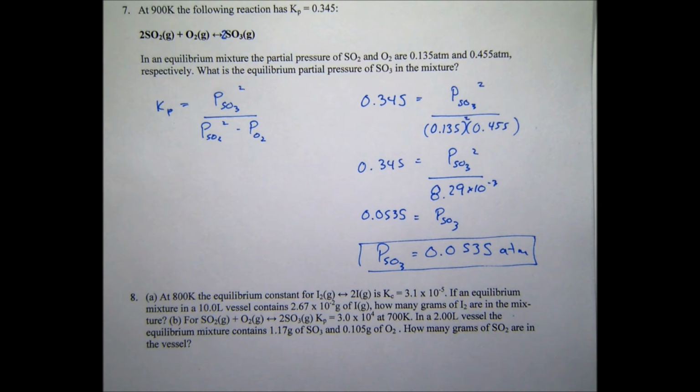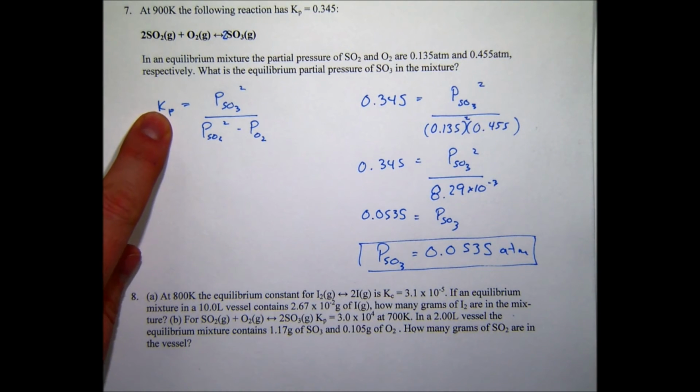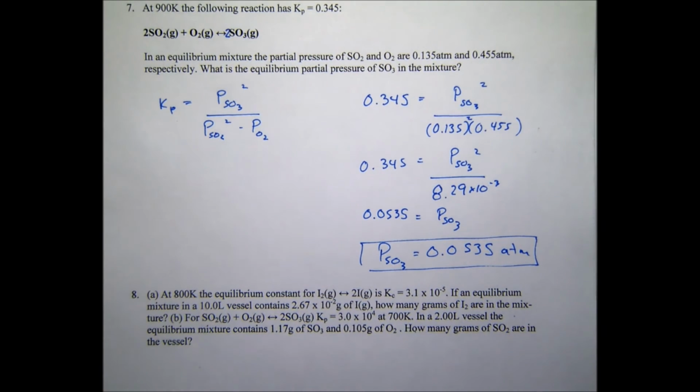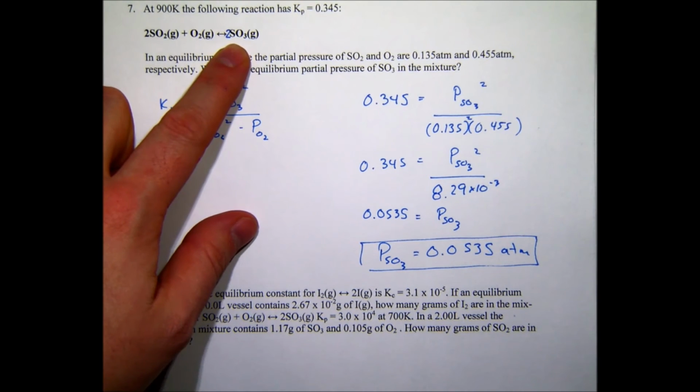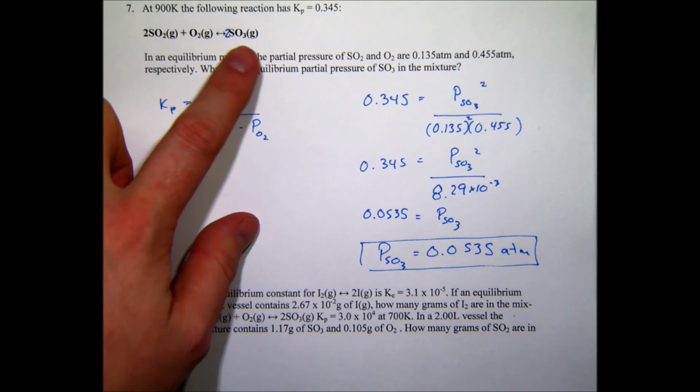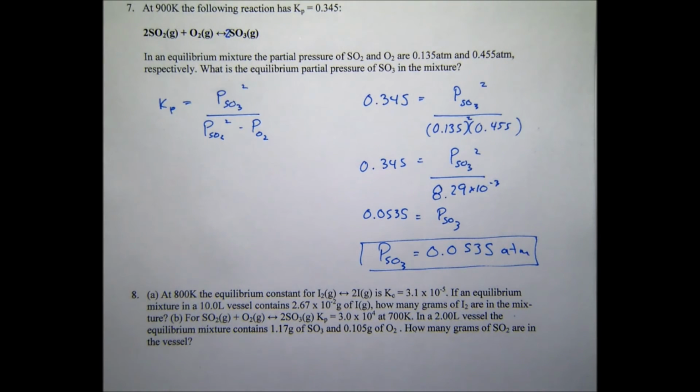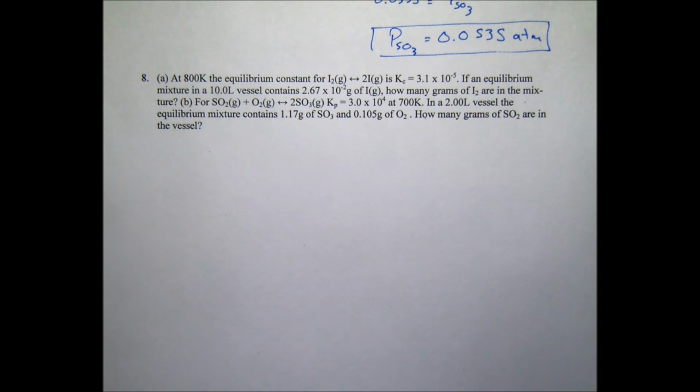When you get that answer, you can plug it right back into Kp and make sure that you get the correct answer. And you'll see that when you do it for this one, you do get the correct answer. Normally, if this equation was not balanced, I would not have put a 2 here, but it is something we should always be checking. So we'll go down to number 8, which is the last one.